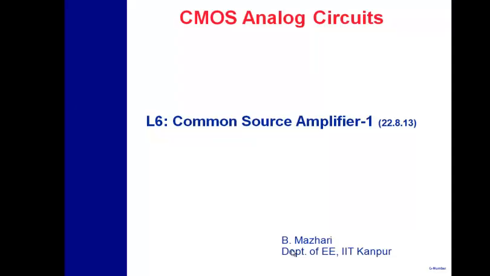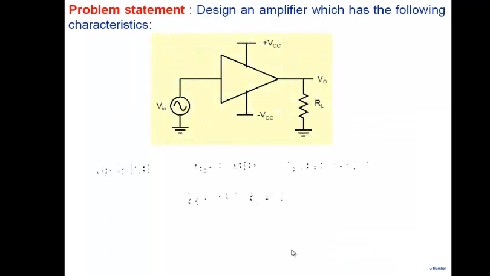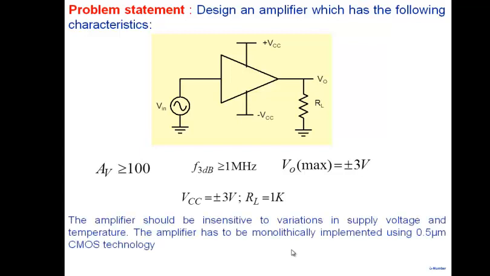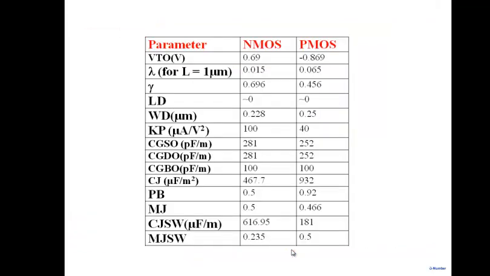Okay, so let's continue. Last lecture we were saying that the discussion that we'll have regarding amplifiers will be in the context of a particular design where the specs are that voltage gain is greater than 100, 3 dB frequency more than 1 megahertz, output swing plus minus 3 volt, load resistance is 1K, and as I said, everything has to be designed keeping in mind 0.5 micron technology. And in any design, we have to make our circuit insensitive to supply voltage variations and temperature and other things, right? So the parameters are given here.